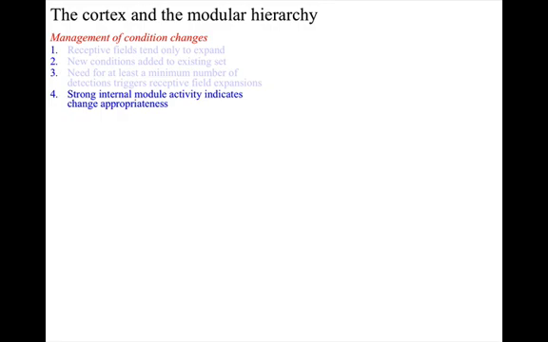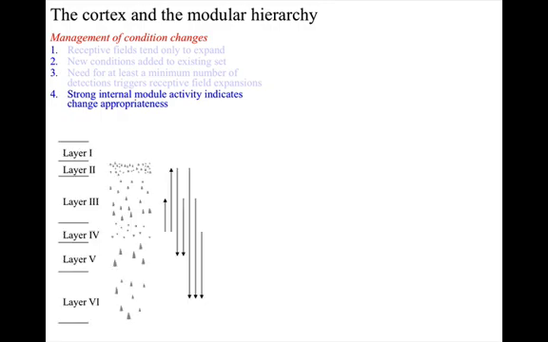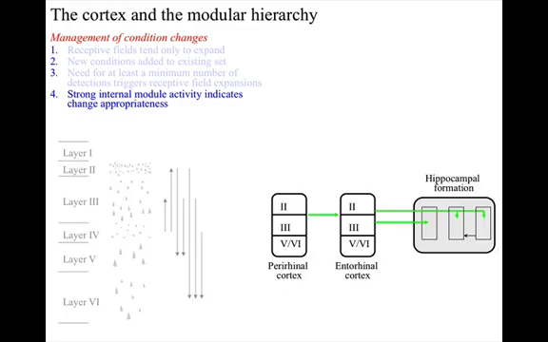Then there's the prediction that the internal activity of columns will be the guiding factor determining change appropriateness. Recall that the flow of information in a column is from input layer 4 up to layers 2, 3, then down to output layers 5 and 6. So layers 2, 3 are the middle layers in terms of the flow of information. And it's indeed observed that it's the middle 2, 3 layers that provide inputs into the hippocampal system. Cortical areas provide inputs to the perirhinal and parahippocampal cortices from their middle 2, 3 layers. The perirhinal and parahippocampal cortices provide inputs from their 2, 3 layers into the entorhinal cortex. And it's the layers 2, 3 of the entorhinal cortex that provide inputs into the hippocampus proper.